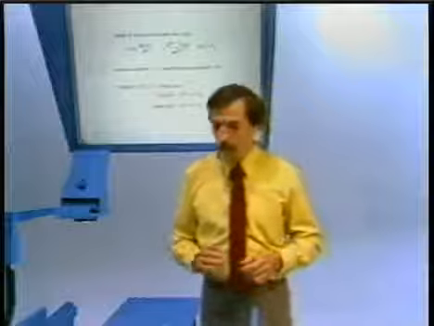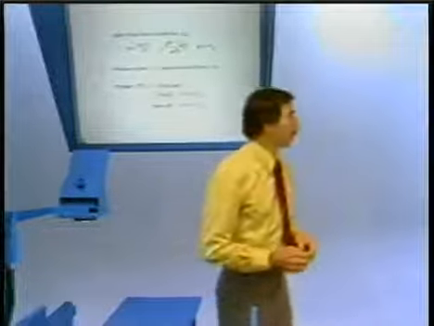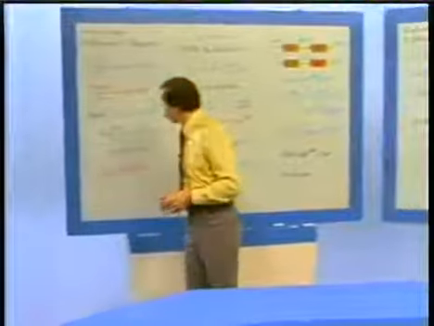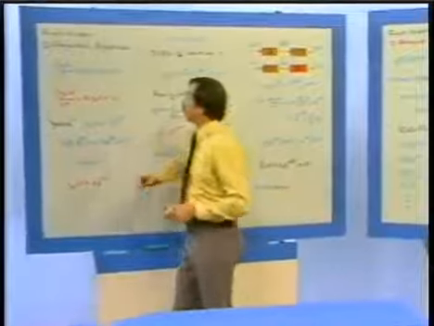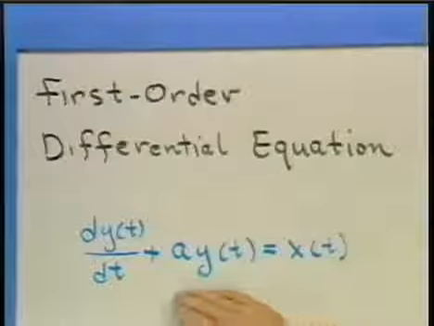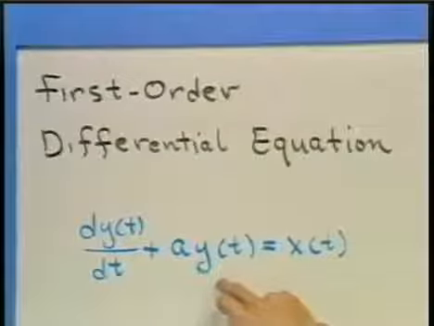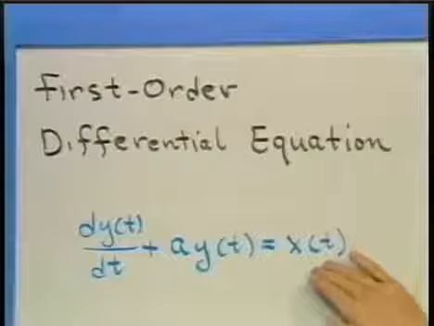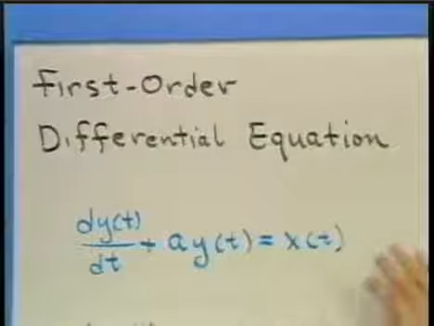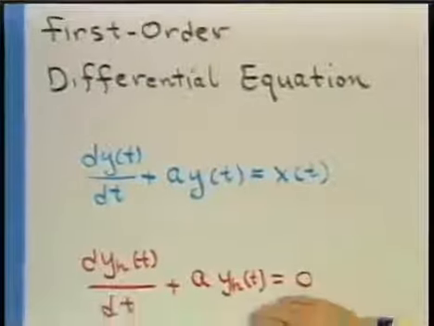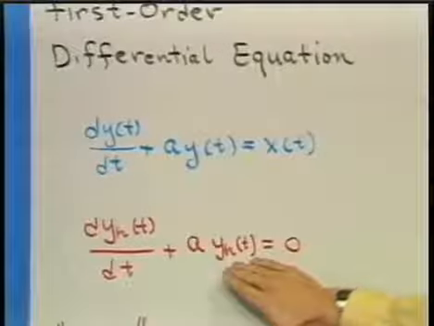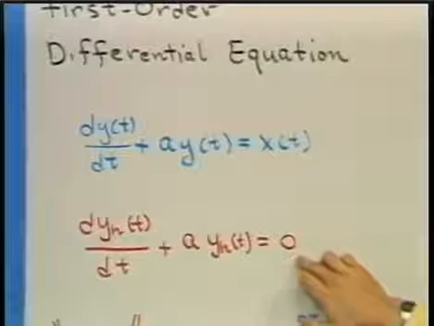Okay, well, let's look at an example, and let's take the example of a first-order differential equation as I've indicated here. So we have a first-order differential equation, dy of t dt plus a y of t is the input x of t. And let's first look at what the homogeneous solution of this equation is. And so we can consider the homogeneous equation, namely the equation that specifies solutions which would correspond to zero input.